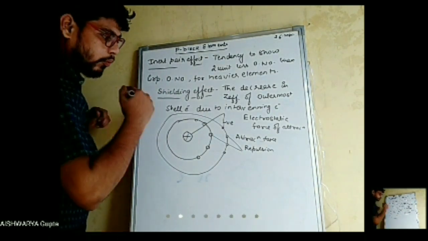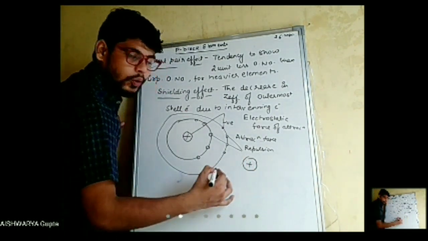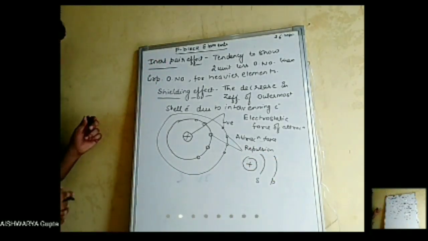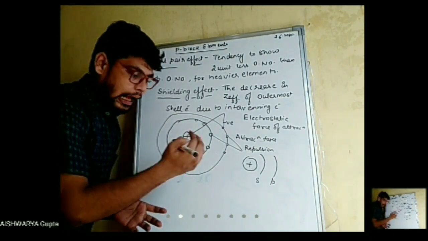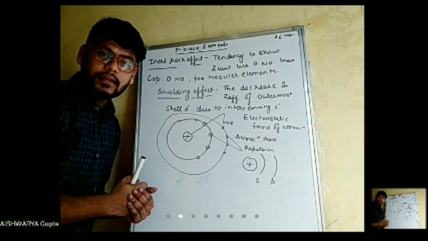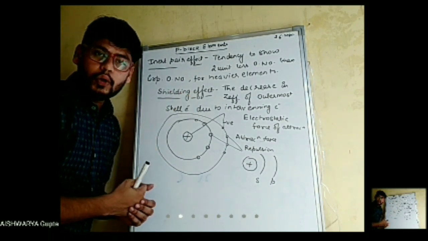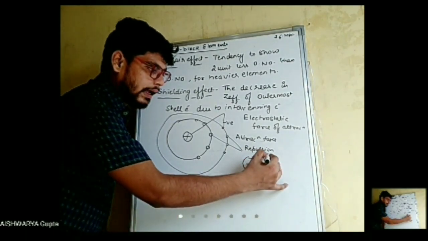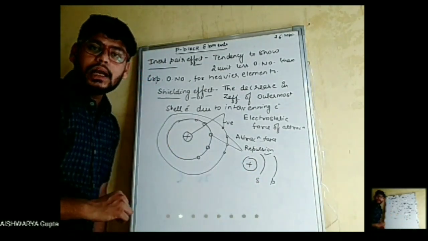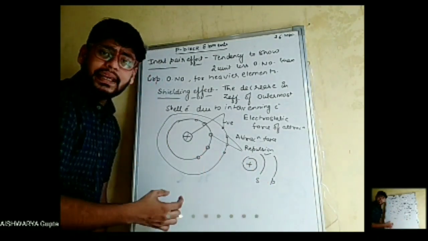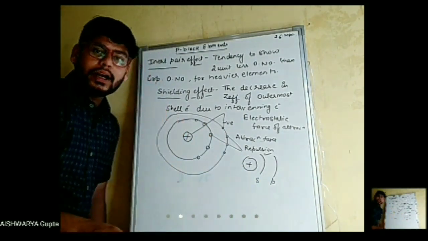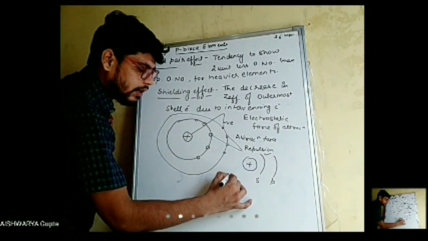Now I will be discussing one more term. This is your nucleus, this is your S subshell, and this is your P subshell. Out of S subshell and P subshell, which one will be more attracted towards nucleus? It is obvious that the S subshell will be more attracted towards nucleus because the distance between S subshell and nucleus is very small. So as compared to the P subshell, the S subshell will be more attracted towards the nucleus.